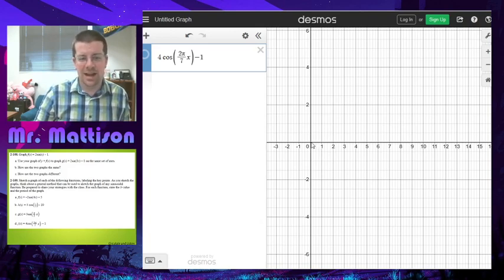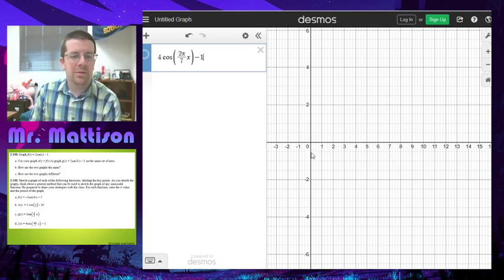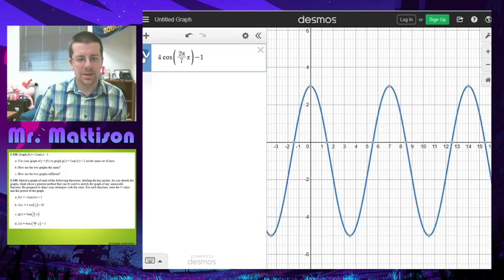So I should see a cycle from 0 to 7. I'm shifted down 1, so I should be down here as my midline, and then I have an amplitude of 4. So that should go from -1 up to +3, and then down to -5. So here we are. Sorry, it's cosine, so it'll start here. It starts here, goes down, and bottoms out at -5, and goes back up. My full cycle is at 7.